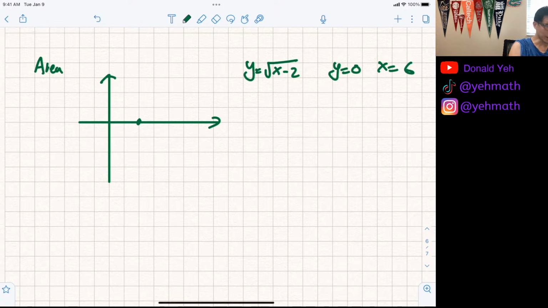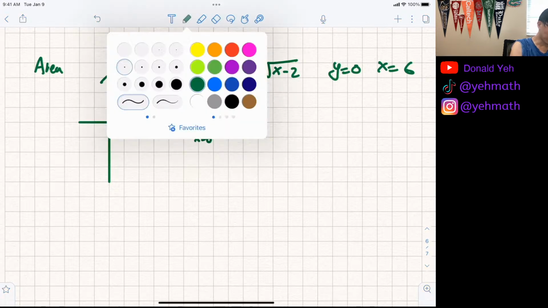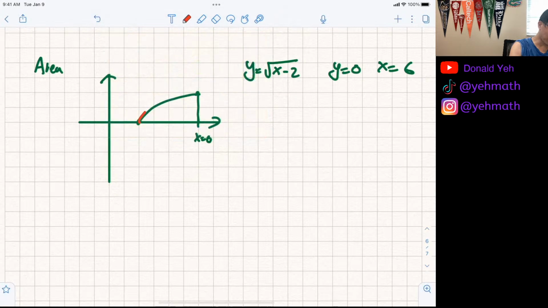The first value you can plug in is 2. It's basically a square root graph, and you just go like this. x equal to 4, x equal to 6 is right here. So it's bounded by those three things. So how do I find the area of this?